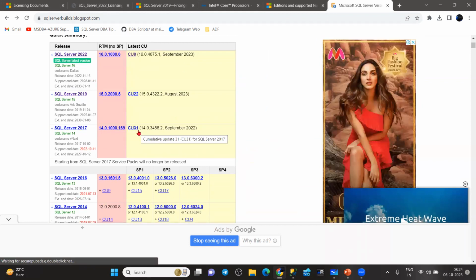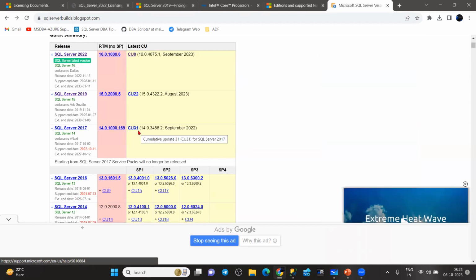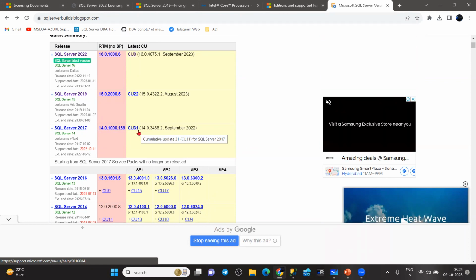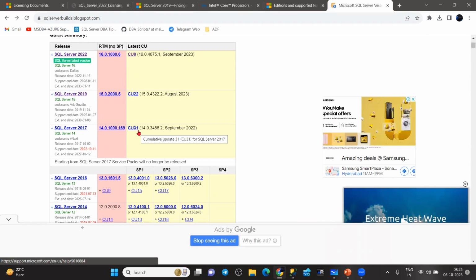What is a cumulative update? What is a service pack? What is a security patch? What is a hotfix? How to apply them? In standalone, how you will apply; in clusters, how you will apply; how to apply the patches in replication servers and in Always On servers. All we are going to discuss. No worries at all. Just remember this blog, SQL Server build.blogspot.com. You will get complete SQL Server information, and you can download the patches.